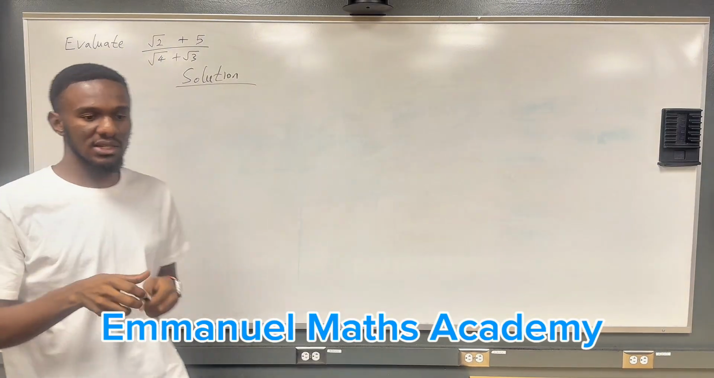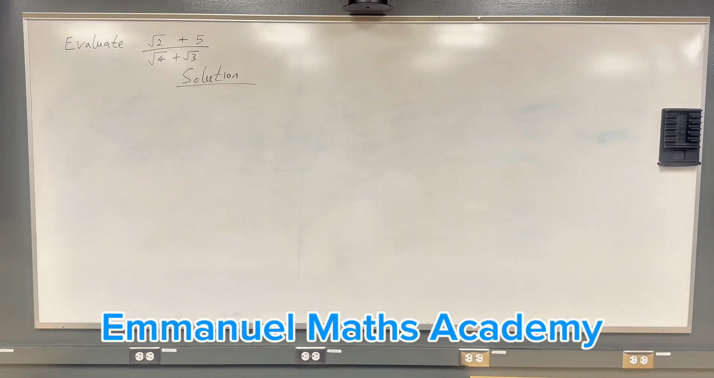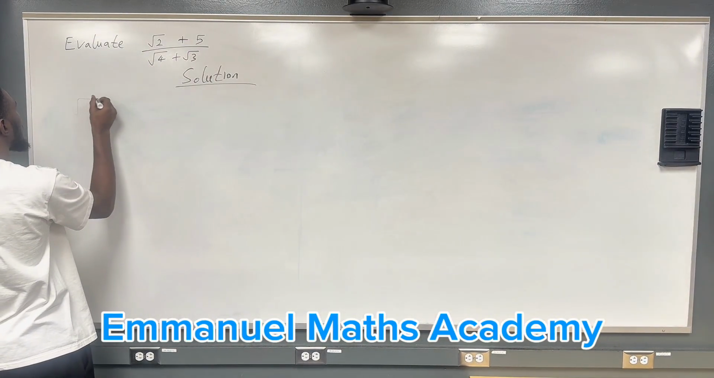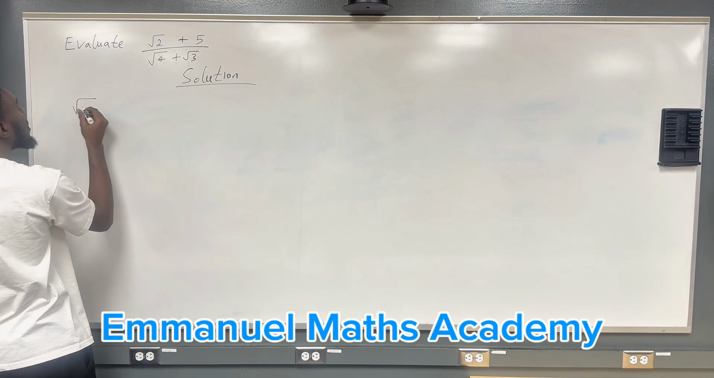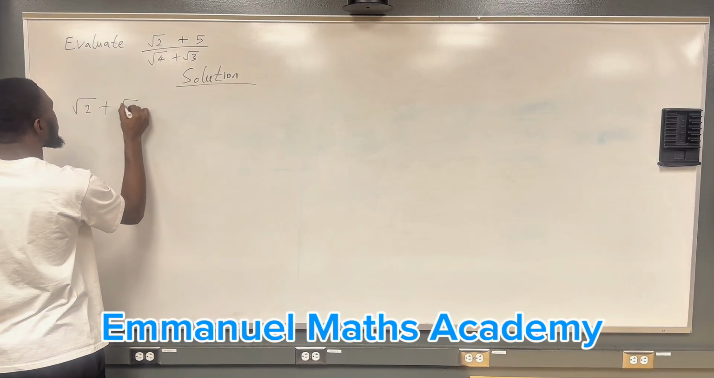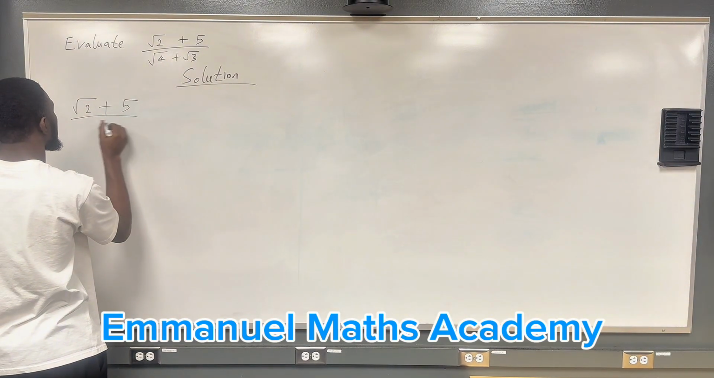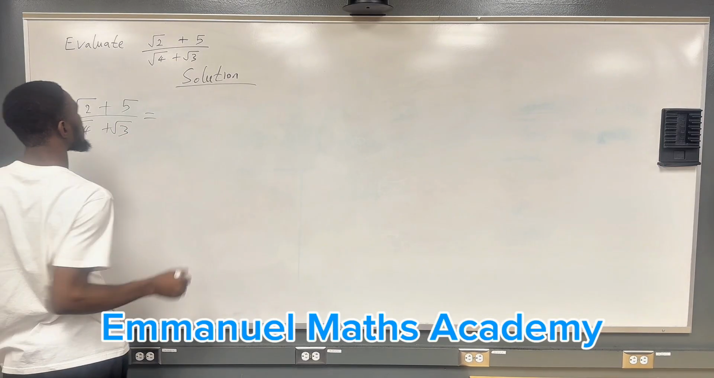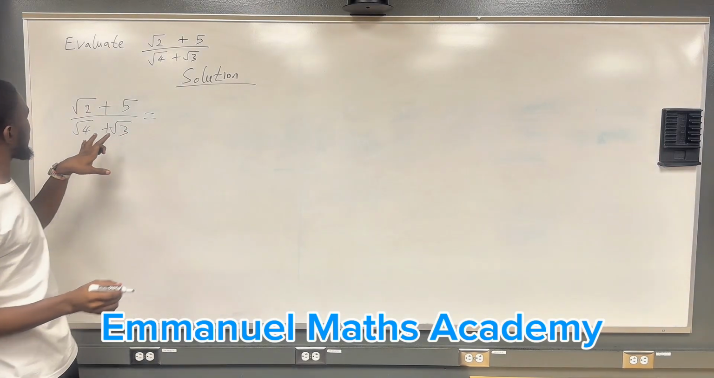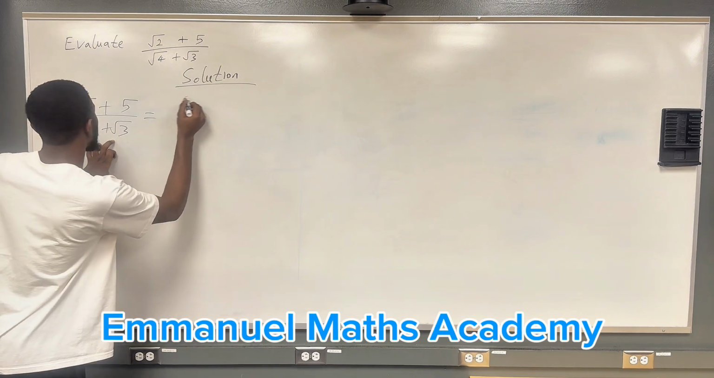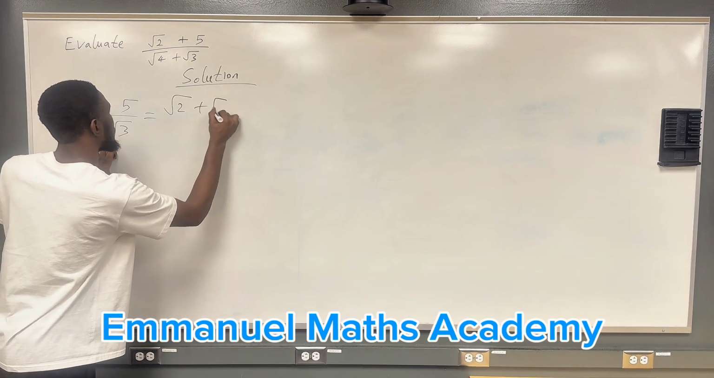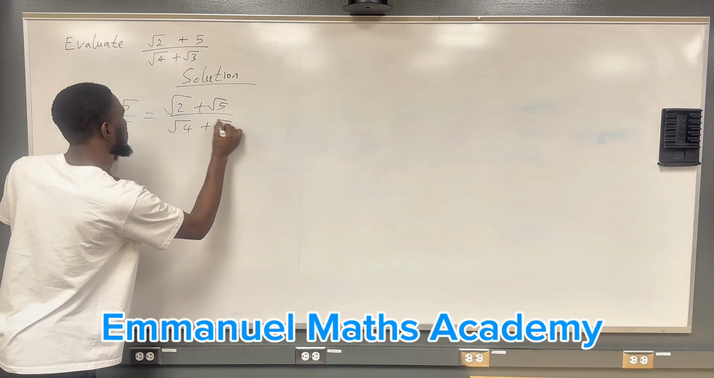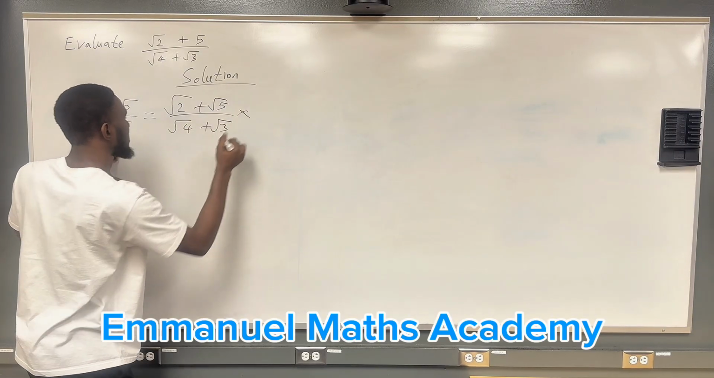Let me change this marker. So we have root 2 plus root 5 over root 4 plus root 3, and we find the conjugate. This is root 2 plus root 5 over root 4 plus root 3, times the conjugate.